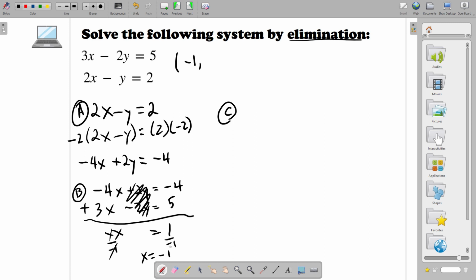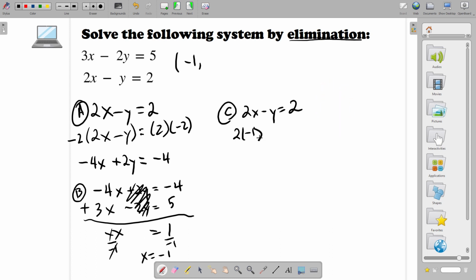Now we need to take that negative 1 and plug it back into one of these. I'm going to choose 2x minus y equals 2. You may say, why did I choose that one? It doesn't matter, but I see that they're smaller numbers. I like to work with smaller numbers whenever possible.